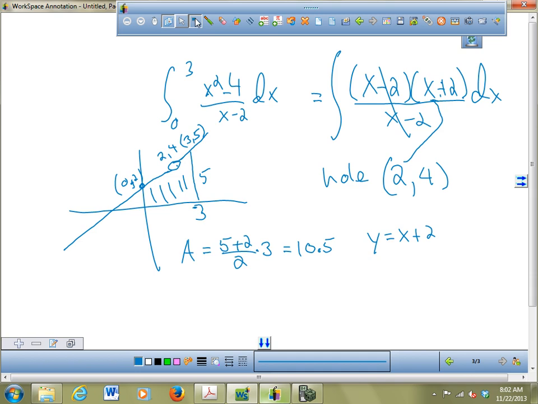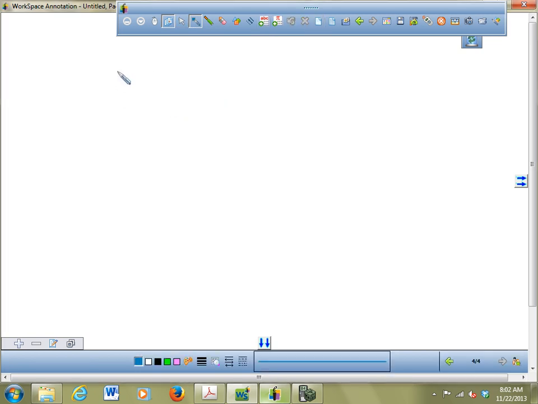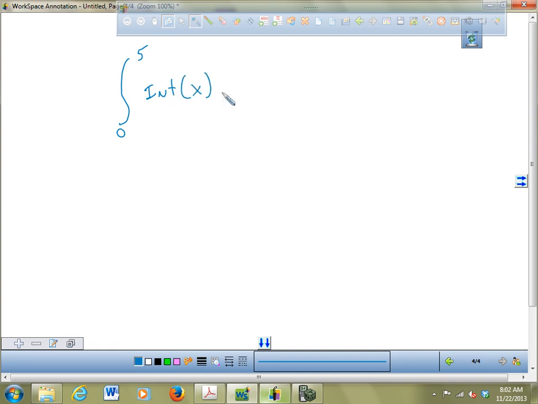Last one they talk about, and this is the last thing, is the greatest integer function. So what if you want to find the greatest integer function from 0 to 5, and in the book they write it like this: int x dx. Sometimes they would write this as the integral from 0 to 5 of this thing. Okay, that means the greatest integer function.